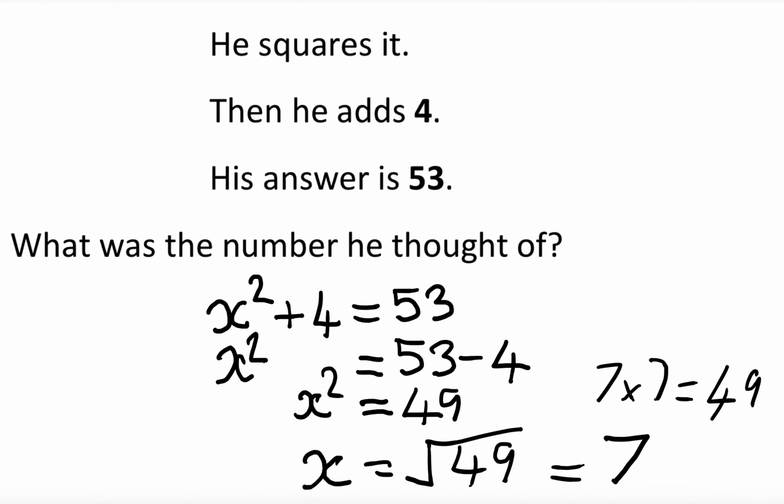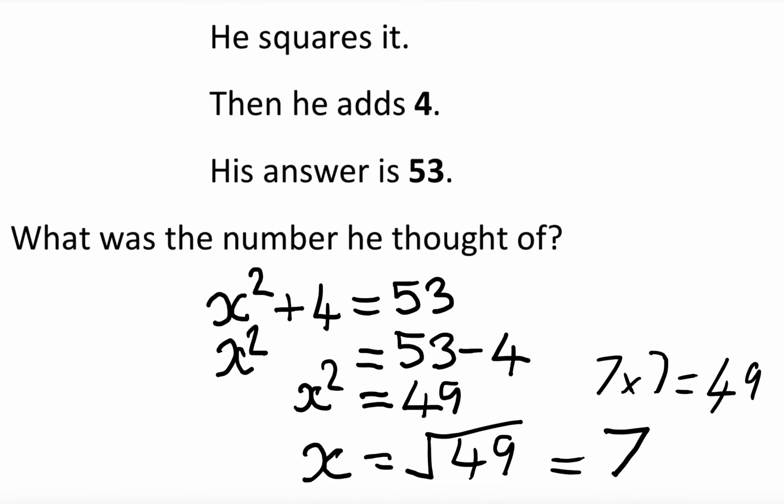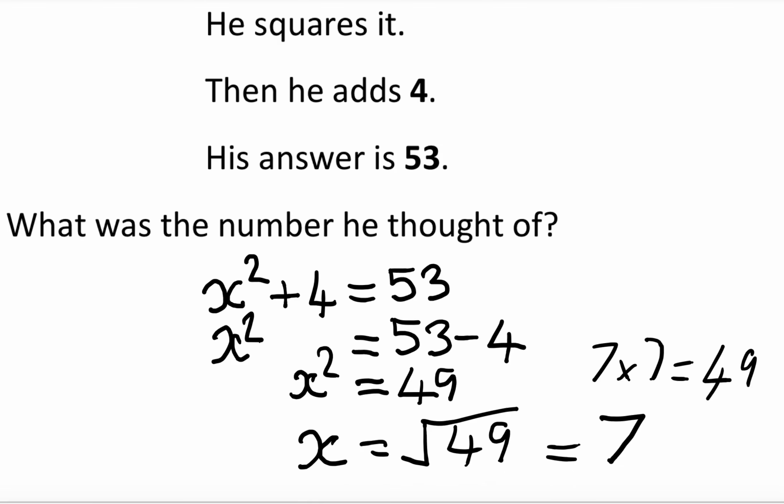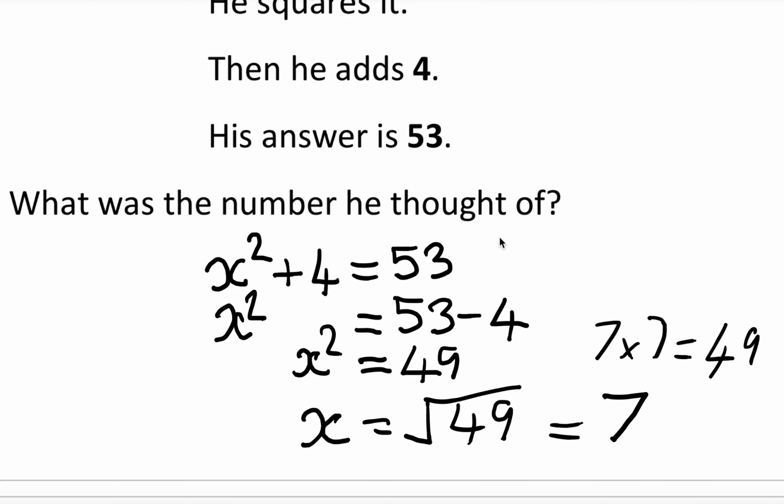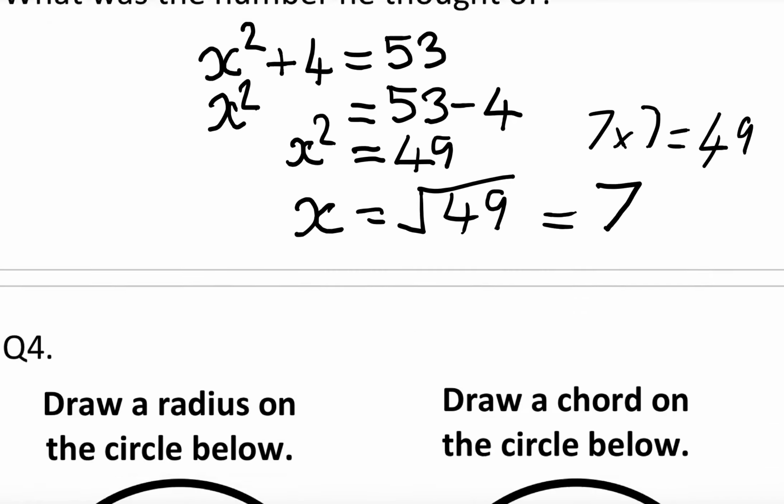So the number Max thought of to start with was 7, because he thought of 7, he squared it, which made it 49, then he added 4, which made his answer 53. So we've reverse engineered it, and do you think you could do that again? Maybe set yourself another little task at home, and maybe do something with a square, or add a different number. You can experiment to do that.